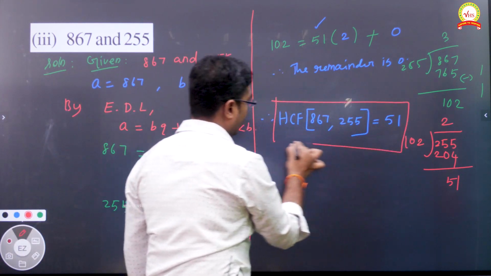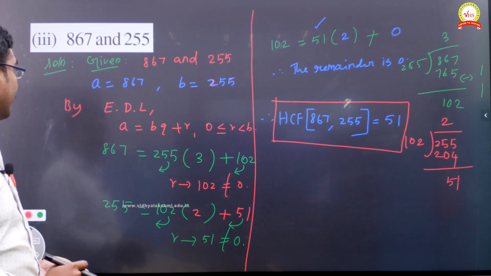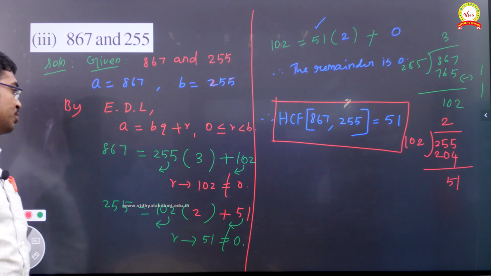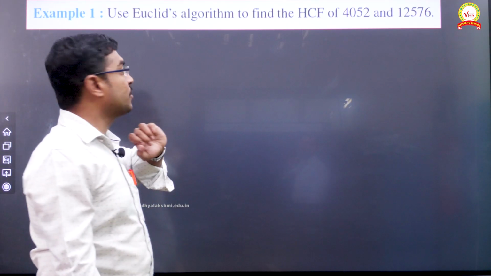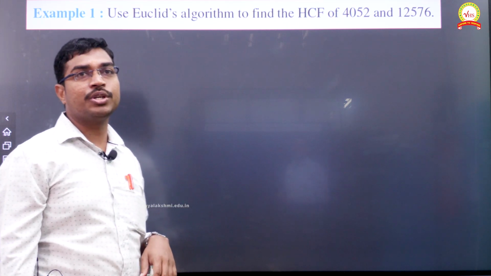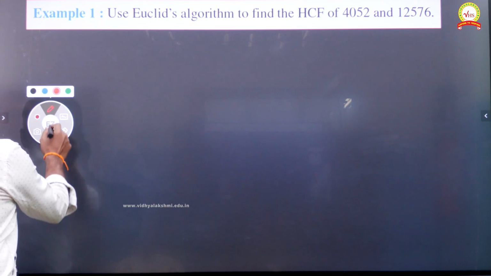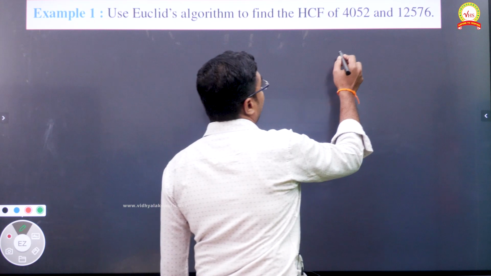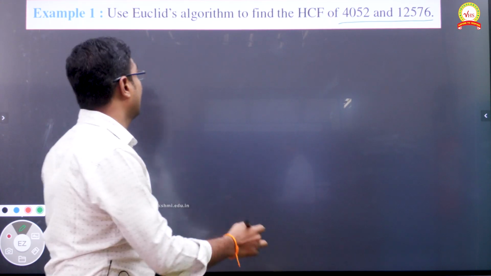I hope you all understood. Okay. Moving on to the next one. Dear students, next sum we are going to see is example 1: use Euclid division algorithm to find the HCF of 4052 and 12576.